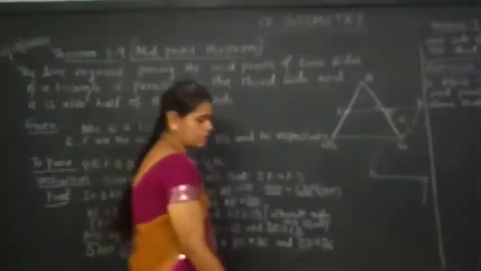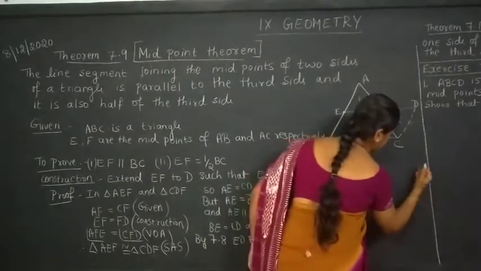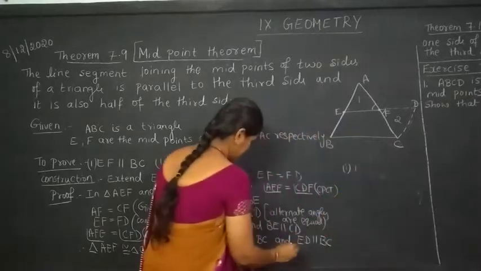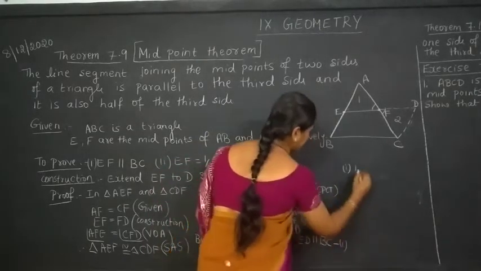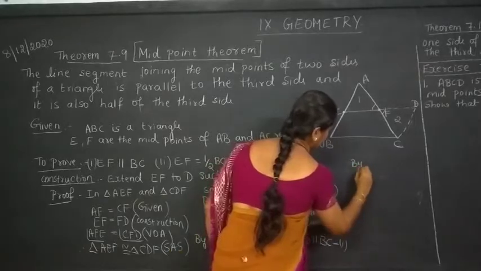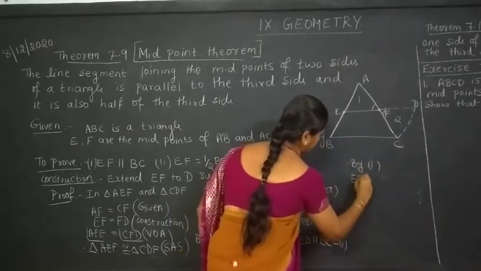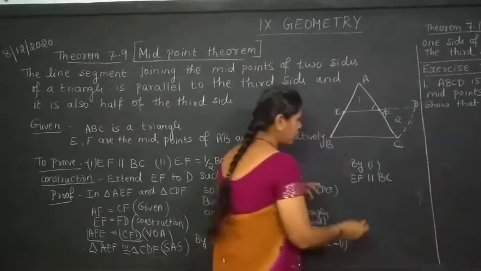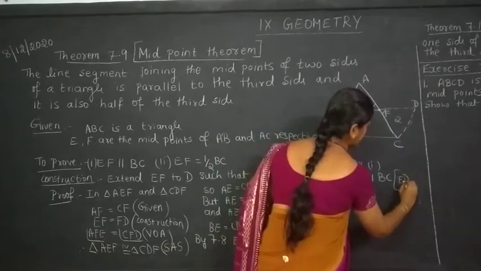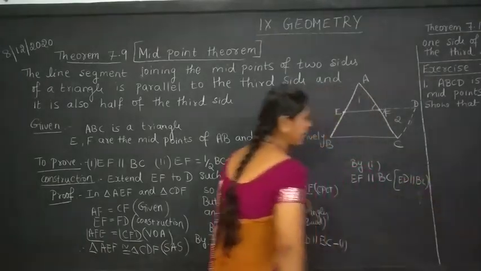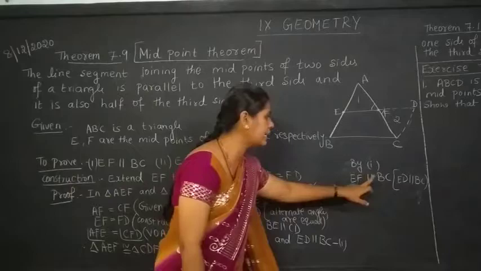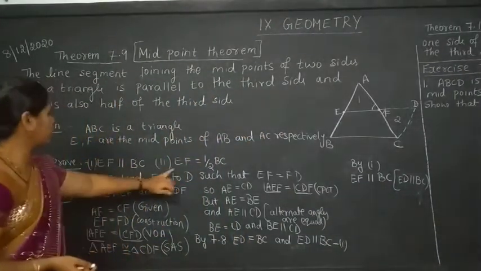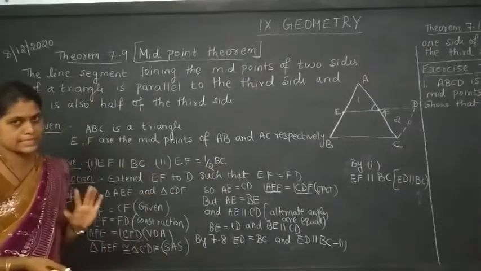BC. So the first thing I want to write is EF is parallel to BC. That is the first. I'll take this as number 1. By 1, EF is parallel to BC. The reason is ED is parallel to BC. Because of that I can write EF is parallel to BC. This is your number 1. And number 2, what you want? EF is half of BC.